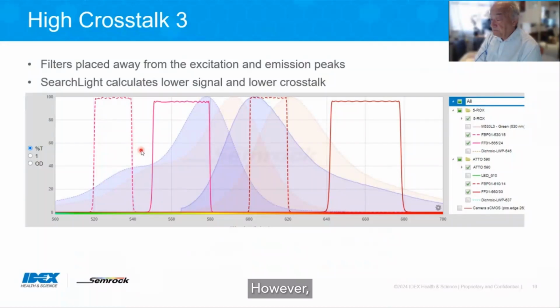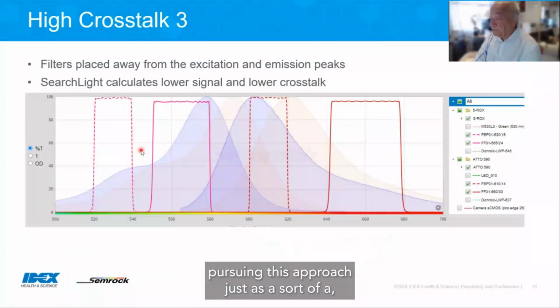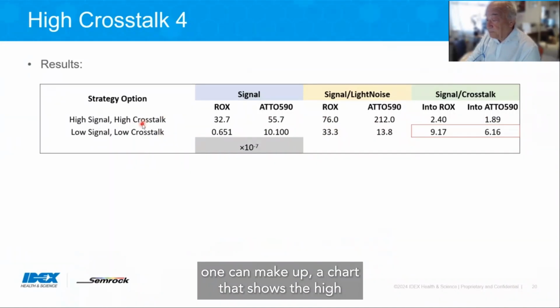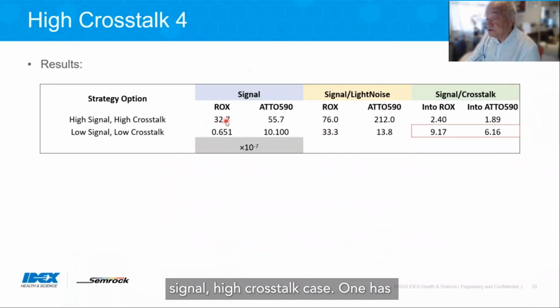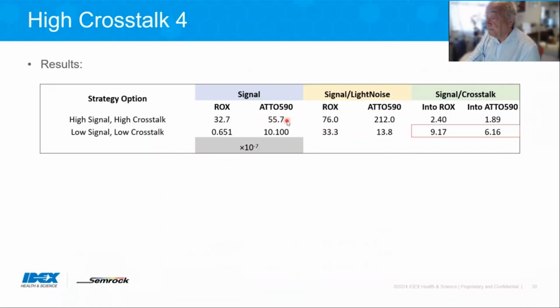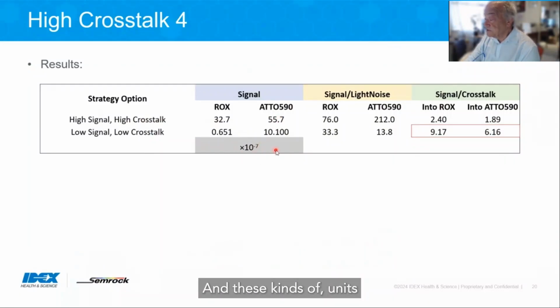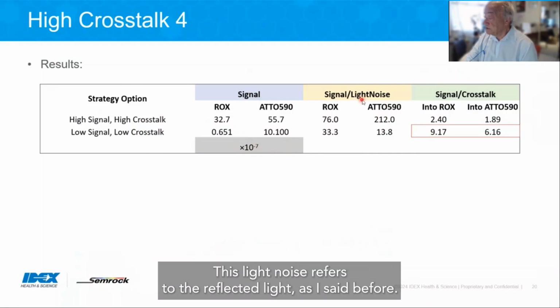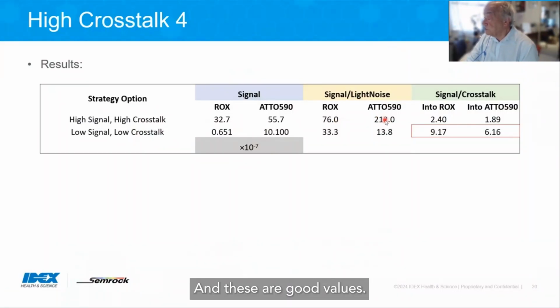However, pursuing this approach just as a way to think about it, one can make up a chart that shows the high signal, high crosstalk case, which has a good signal level. This is times 10 to the -7 in these units of watts at a pixel. Then there's the signal and light noise, that is the signal to noise ratio. This light noise refers to the reflected light, as I said before. And these are good values.